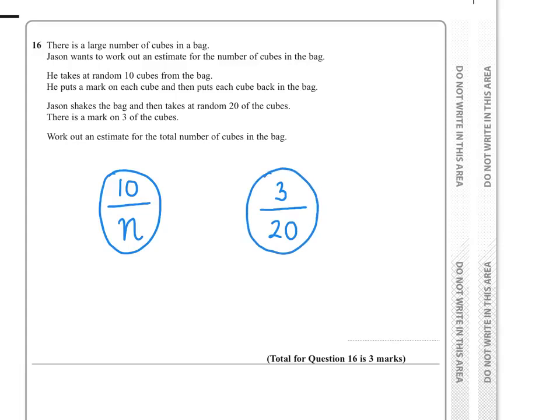Now, putting a mark on a cube shouldn't affect its chance of being taken from the bag. The probability of picking a cube from the bag should be the same for each cube that you pick. So we can say that the proportions should remain identical at each capture. So we can say 10 out of n is the same as 3 out of 20. And we can use some algebra to help us here.